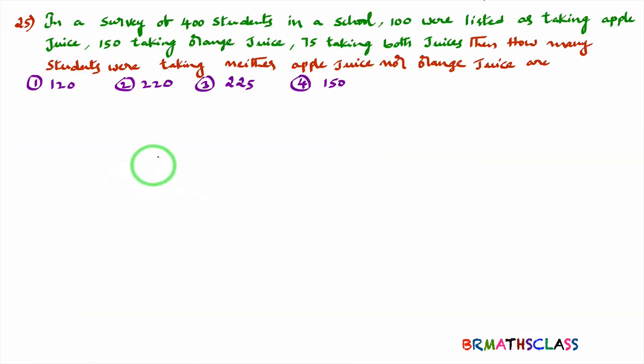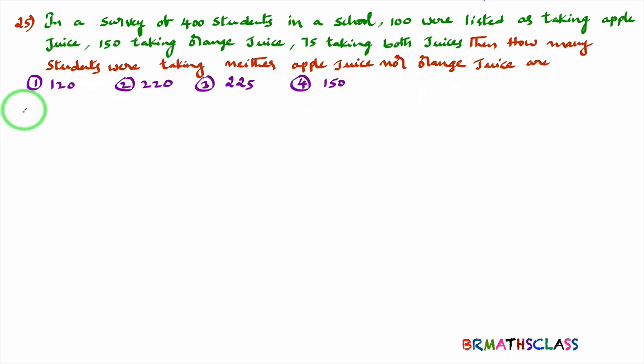Okay, last question. In a survey of 400 students in a school, hundred were listed as taking apple juice. Very nice. 150 taking orange juice. Good. 75 people taking both the juices. That means they are taking both apple juice as well as orange juice. Then how many students were taking neither apple juice nor orange juice?